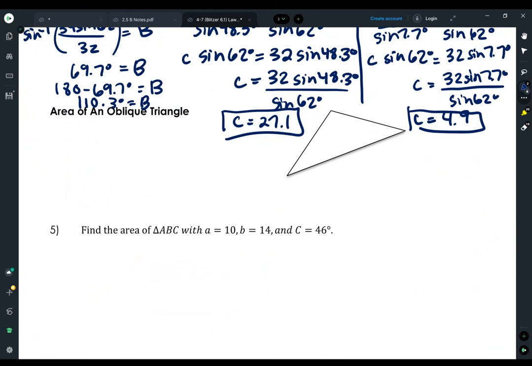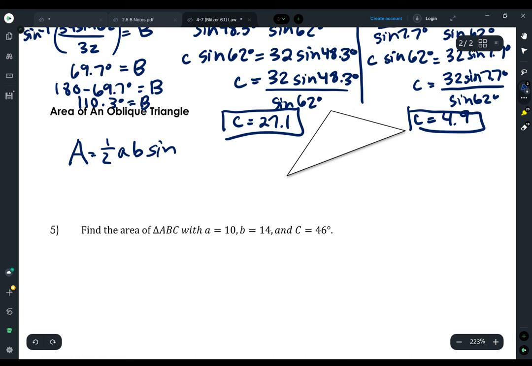Last part of this is area of an oblique triangle. So when we don't have a right triangle, we still care about area. And I know in school we'd split it up, find the height, do some other steps, but there's this really cool formula so that we don't have to. So the formula is 1/2 AB times sine C, or 1/2 BC times sine of A, or area could be 1/2, what do I not have? I have AB, I have BC, AC times the sine of B.